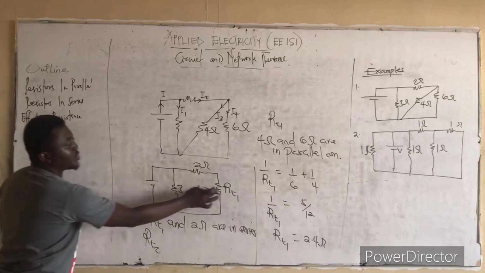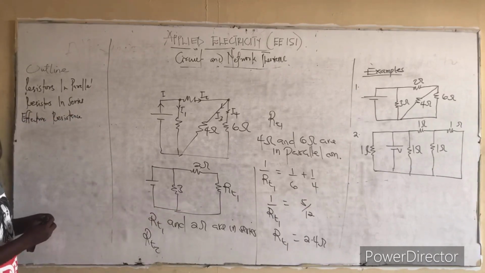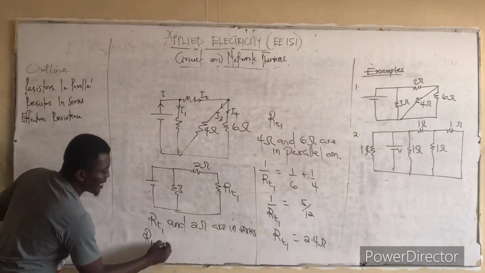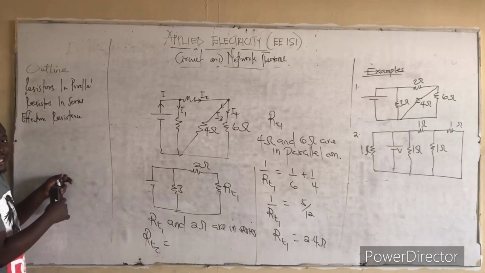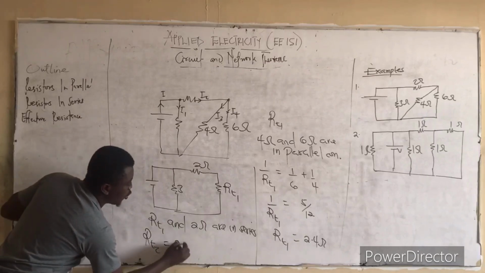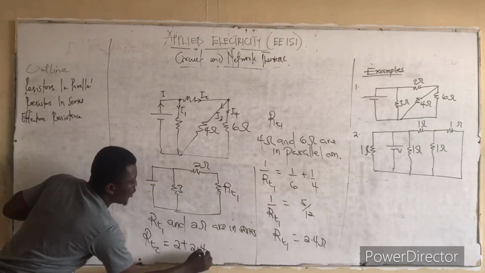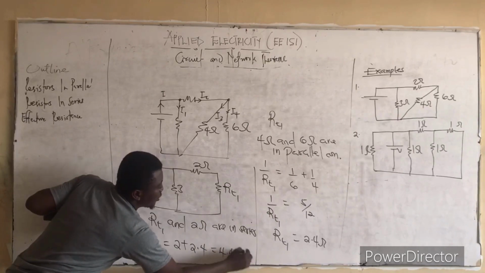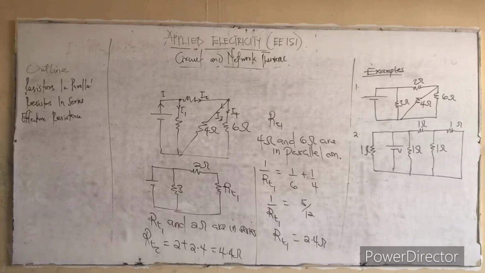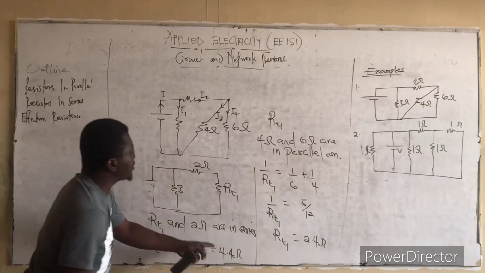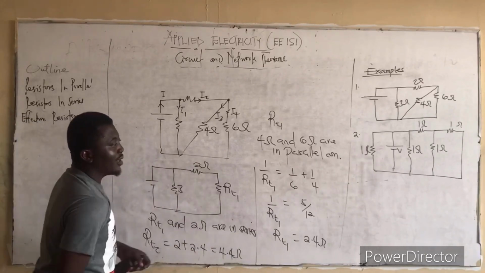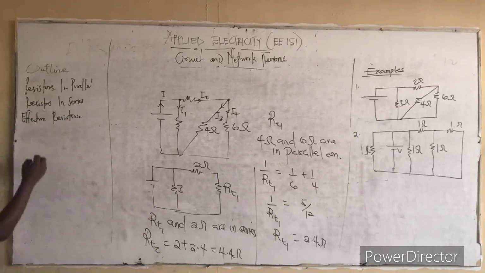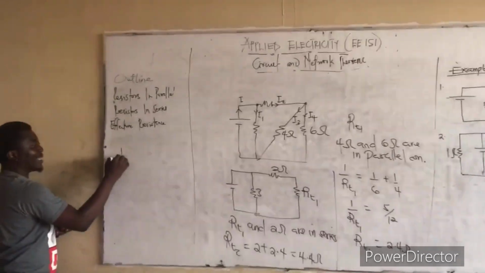And RT2 is just talking about these two. They are effective. And since they are in series, we can clearly see that we will just add them, from the formula for the series I wrote. So you have 2 plus 2.4 ohm, which is going to end up giving us 4.4 ohms. So after getting 4.4 ohms, now these two have been merged. We are going to merge these two.